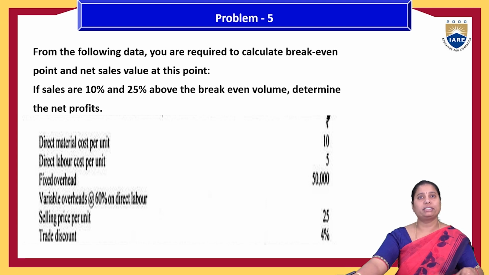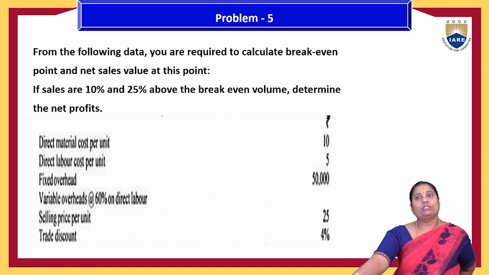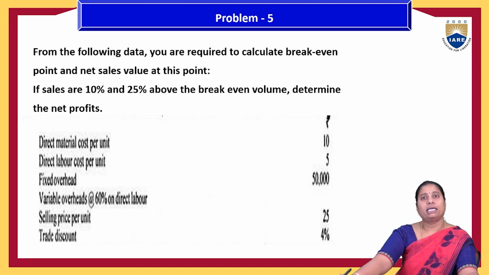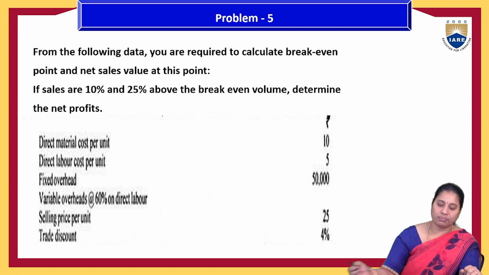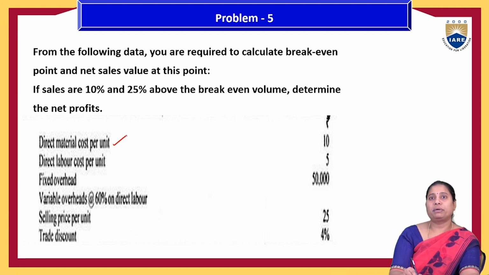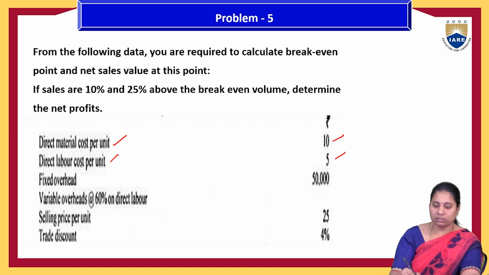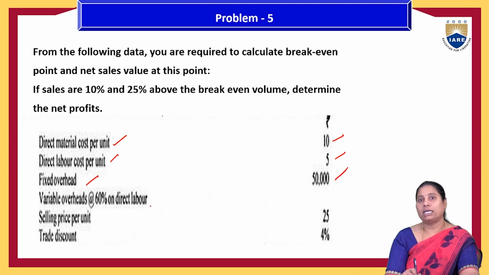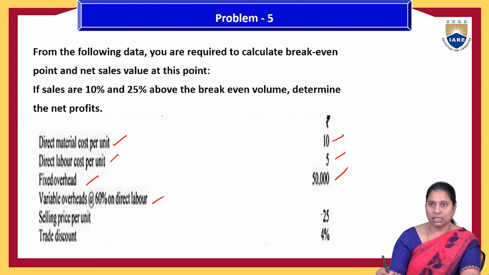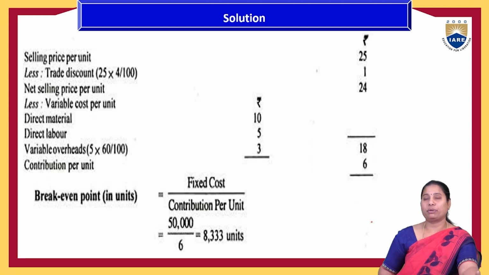The next problem is, from the following data, you are required to calculate the break-even point and the net sales value at this point. If the sales are 10% and 25% above the break-even value, determine the net profits. Direct material cost per unit is 10 rupees, direct labor cost per unit is 5 rupees, the fixed overheads are 50,000, and the variable overheads at the rate of 60% on the direct labor. The selling price is 25 rupees, and trade discounts of 4% are provided.